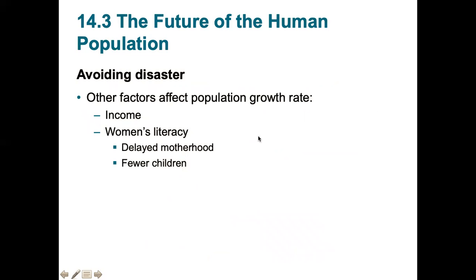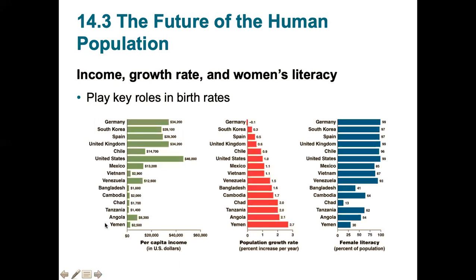So other things that can affect growth rate: income and women's literacy has been shown to reduce growth rates, because it delays motherhood, and women who are able to read are not having as many children. And so if you look at income, dollar amount versus growth rate, and also growth rate versus literacy, that data supports those statements.